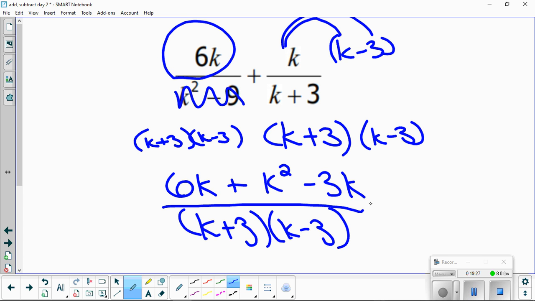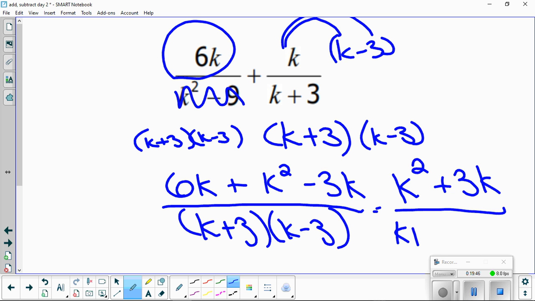Okay, this is the last row of it. Let's combine like terms. I only have one K squared, so it comes up here. I have 6K, take away 3K, so I'm down to just 3K. I would love to high five myself, but we're not quite done yet.